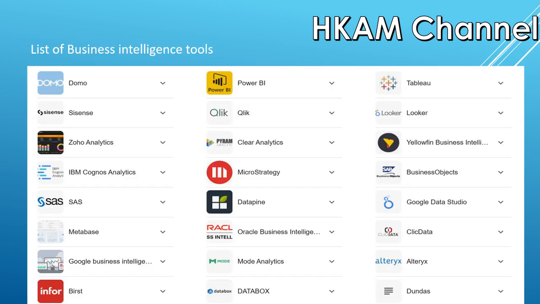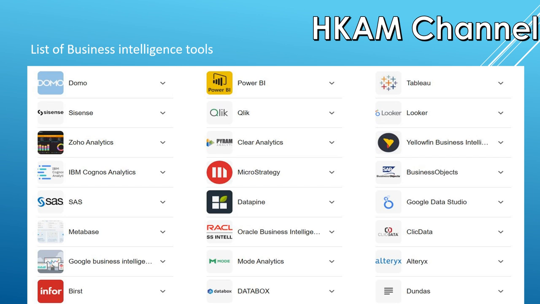Here is a list of BI tools available in the market. Those are Domo, Power BI, Tableau, Qlik, Spotfire, Databox, Mode Analytics, Datapine, Oracle Business Intelligence, SAS, Metabase, Google Business Intelligence. These are a few of the BI tools available in the market.